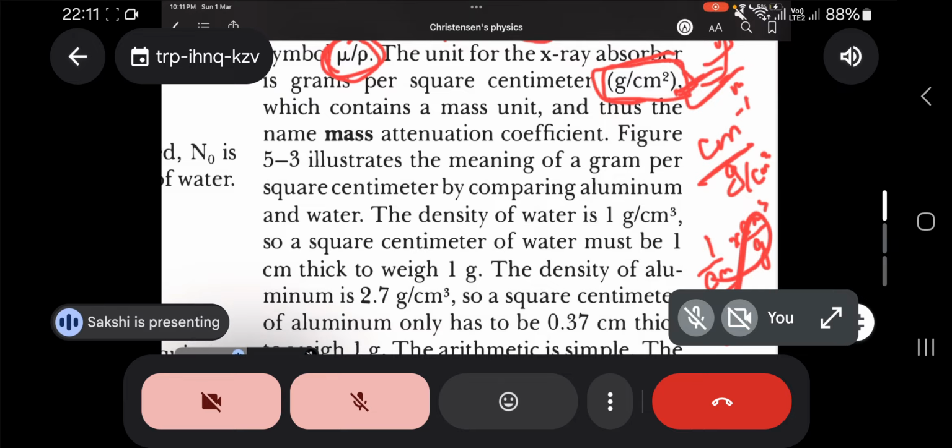Okay, so the density of water can be another question from CRE. 1 gram per centimeter cube.